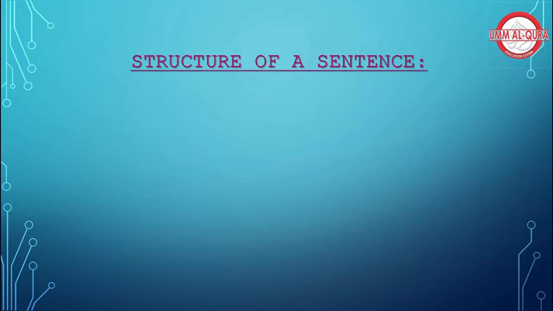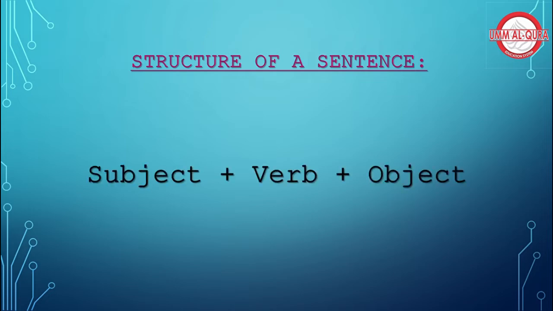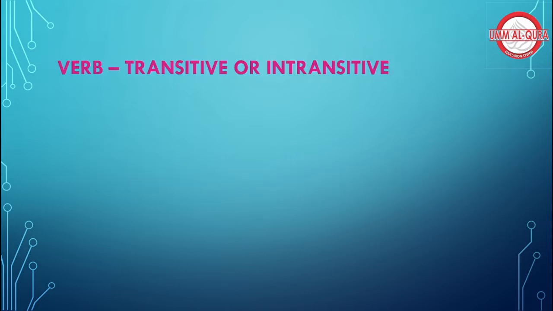Okay, so I will begin with the structure of a sentence. I want you guys to recall that we've been reading that the structure of a sentence consists of a subject, a verb, and an object. Okay, while discussing transitive and intransitive verbs, I want you to know that the verb is the important part here. We will be focusing on this particular verb. So, verb, transitive or intransitive.